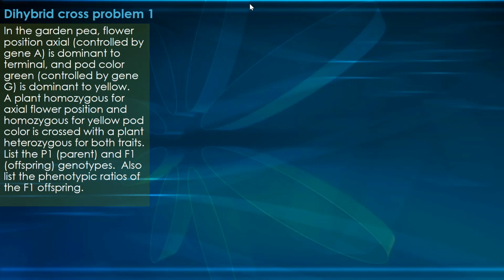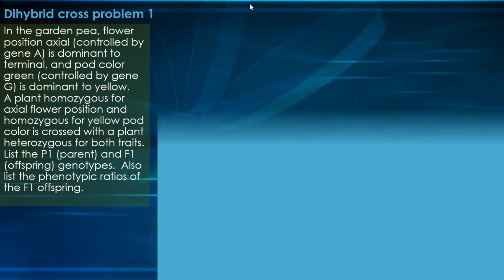All right, let's look at a dihybrid cross problem. We've got the garden pea plant. Flower position, axial, is dominant to terminal. It's controlled by gene A. We've got another trait here, pod color. Green is dominant to yellow, controlled by gene G.